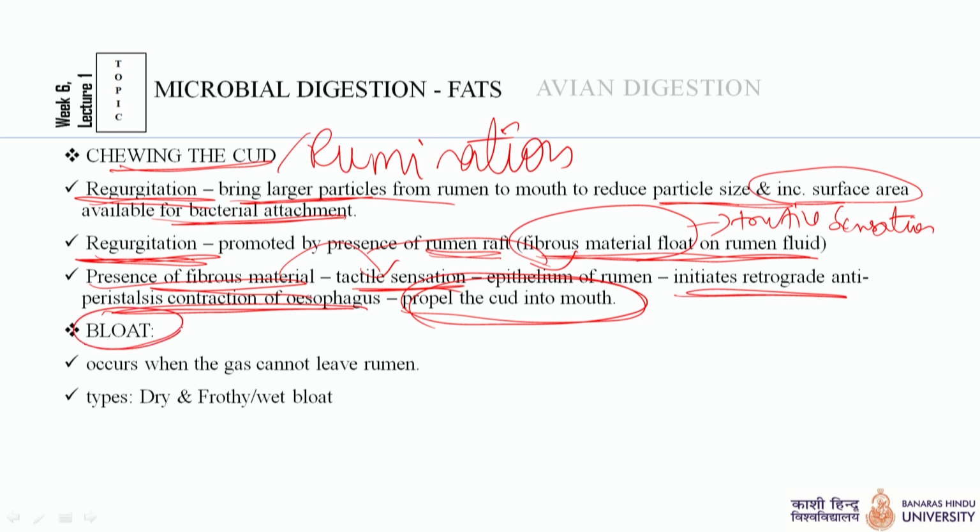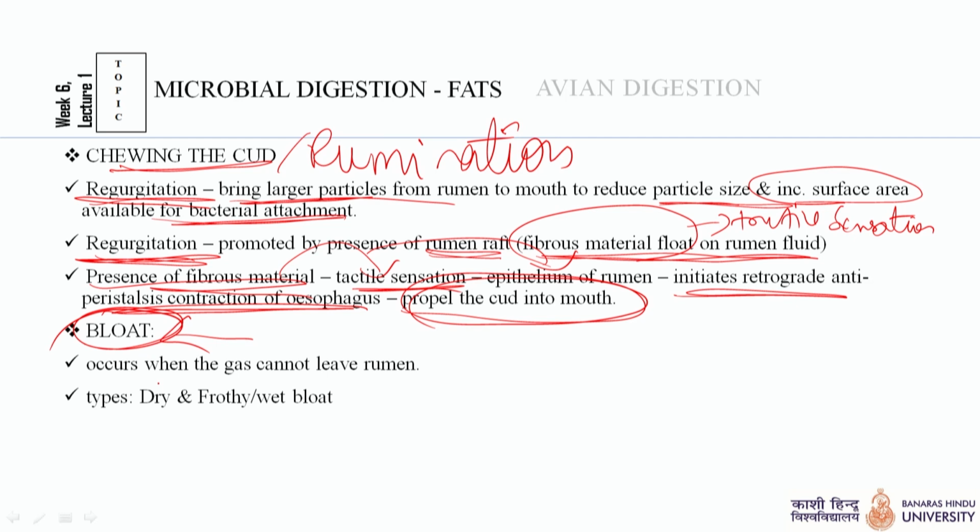Now next, one important condition I want to stress is bloat. What is bloat? Bloat is nothing but the accumulation of gas in the rumen, because it cannot escape. I told you there are different phases in the rumen digester, called stratification. There are different strata, different phases. The topmost phase is the gaseous phase. That gaseous stratum is mostly carbon dioxide and methane gases. These gases must be belched out, or removed from the rumen, like burping in humans.